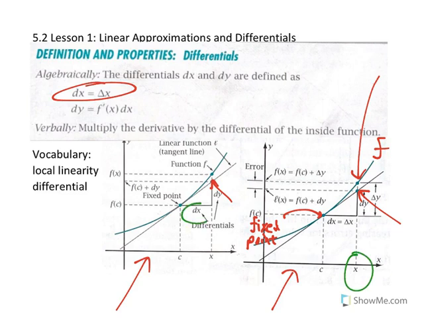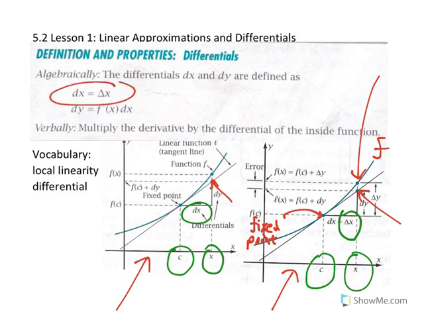So when we talk about dx, it is the difference between the x values of 2 points on the tangent line. And when we talk about delta x, it is the difference in x values of 2 points on the graph of f. But dx is equal to delta x because we're looking at second points on the graph of f and on the tangent line at the same x value.